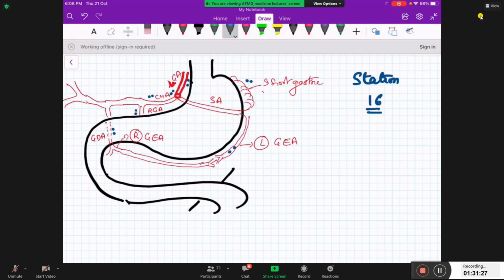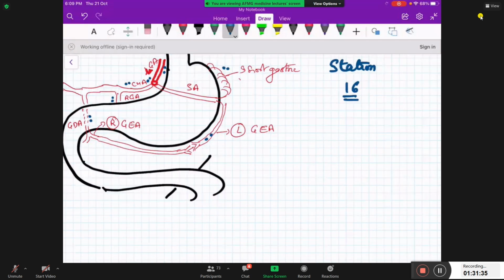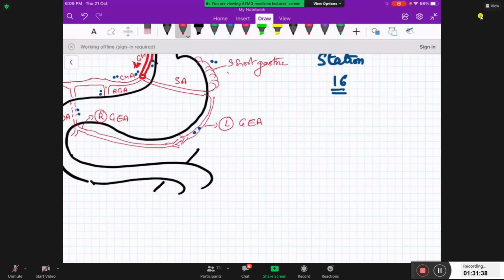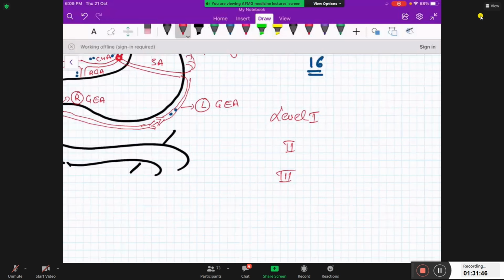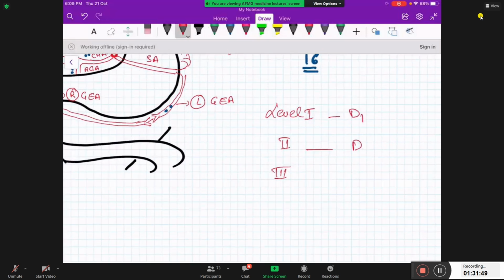There are 16 stations, right? So the lymphatic drainage of the stomach goes to 16 stations. Like the way we had it in the breast, there was level 1, then level 2, then level 3. Similarly, there is D1, D2, and D3 tier. Here it is a tier system. In breast, it was a level system. Here it is a tier system. So D1 tier, D2 tier, and D3 tier.